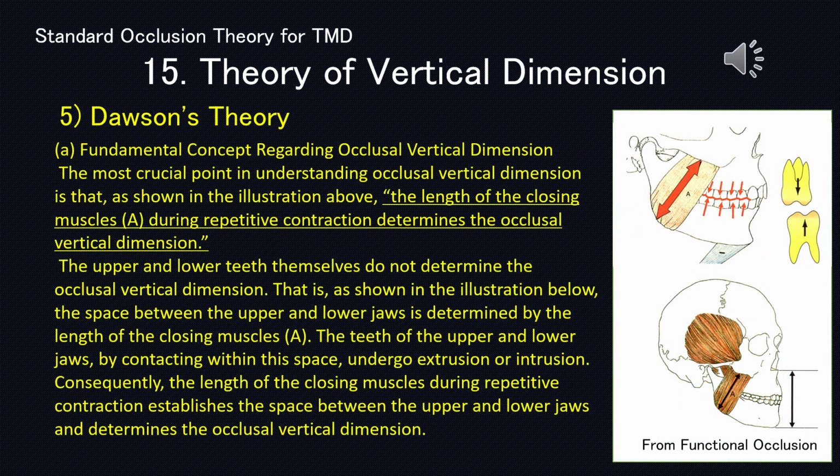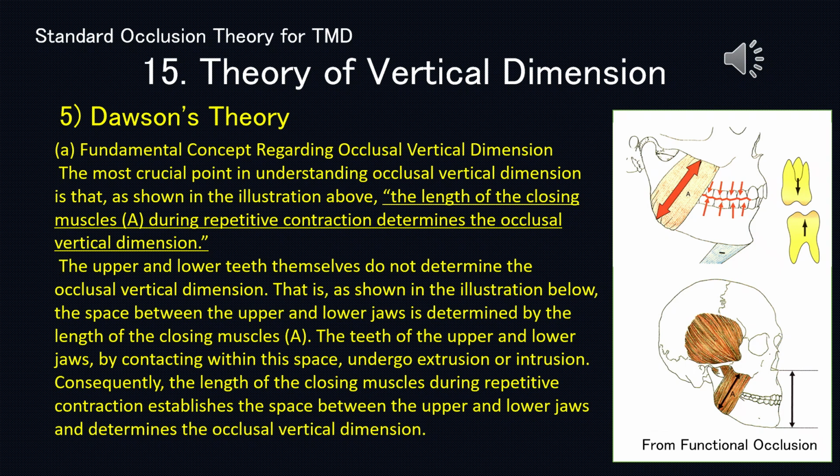5. Dawson's theory. A. Fundamental concept regarding occlusal vertical dimension. The most crucial point in understanding occlusal vertical dimension is that, as shown in the illustration above, the length of the closing muscles A during repetitive contraction determines the occlusal vertical dimension. The upper and lower teeth themselves do not determine the occlusal vertical dimension.